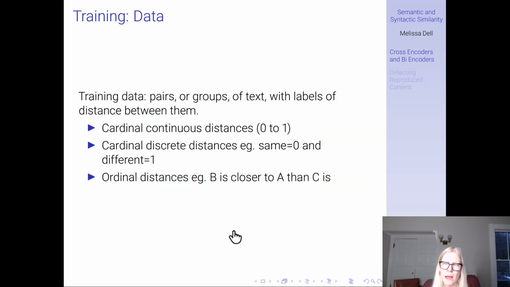Okay, so how would you train a bi-encoder? Your training data are pairs or groups of texts that have labels about the distance between those texts. So you could have continuous distances. More commonly, you might have cardinal discrete distances. So these two texts are the same or different. They're about the same topic or a different topic. They're about the same story or a different story, about the same entity or a different entity. You could also have ordinal distances. So B is closer to A than C is, where A is going to be your anchor in this case.